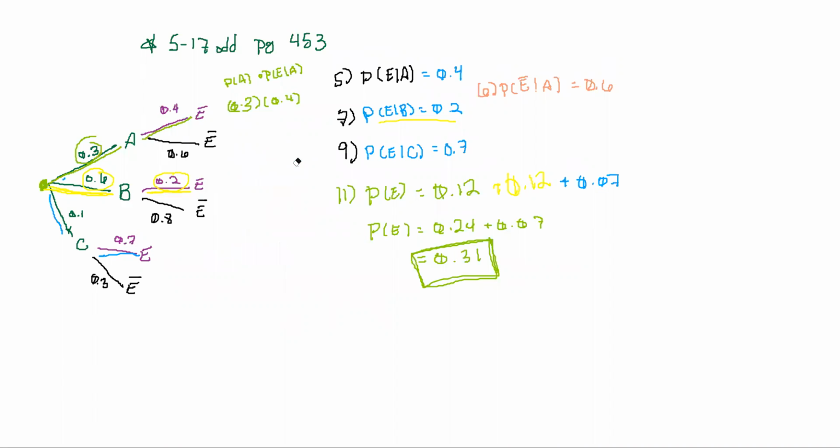Now let's look at 13. So this was the probability of A given E. This is when we start talking about Bayes' theorem. What we know here is that we are at E, so we are at one of these three places. We don't know which one because we don't know how we got here. We're asking ourselves, what is the probability of A given E? What is the chance we got to point E via this path, point A? And in order to do that, we're going to be using Bayes' theorem.